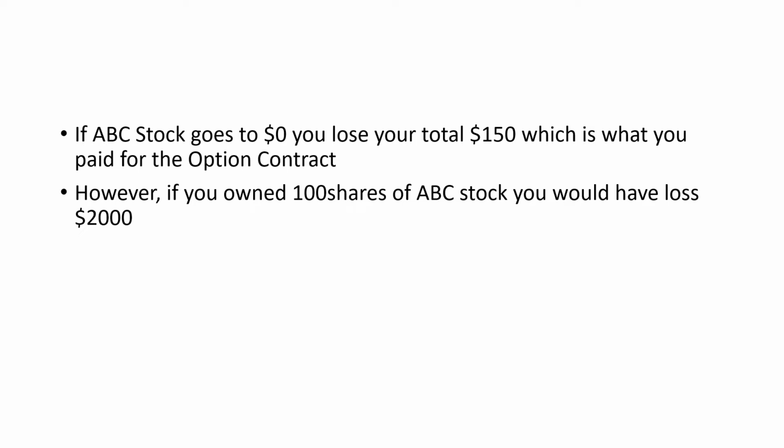Now, on the other hand, if you purchased ABC stock outright, at least 100 shares, you would be out $2,000, because remember, it was $20 a share initially, and you purchased 100 shares. So these are some of the differences between buying options and buying the stock outright.